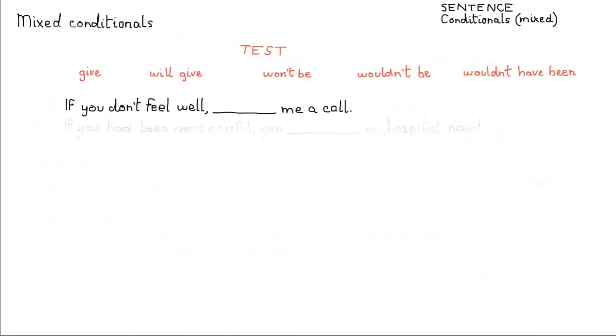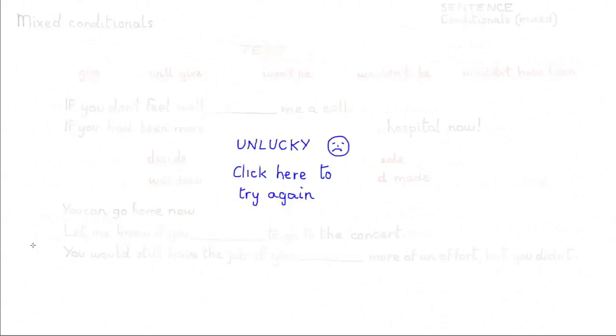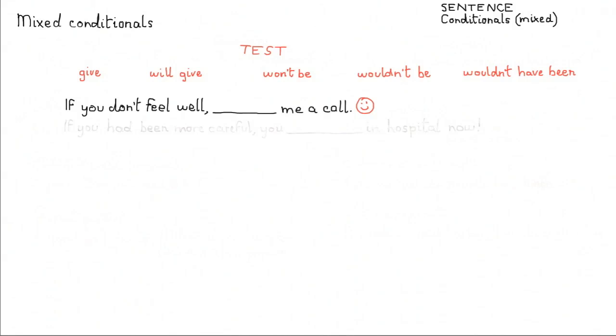Here's the first one. You can see both of them actually. One's in grey. If you don't feel well, give me a call. Make your choice. Choose one of the options. Whoops, sorry, no, that was the wrong one. Click here to try again. Yes, well done. That's right. I'll just write in the answer. Give.